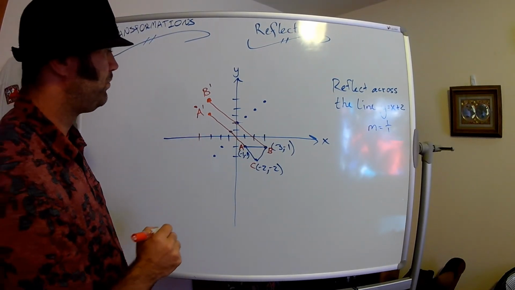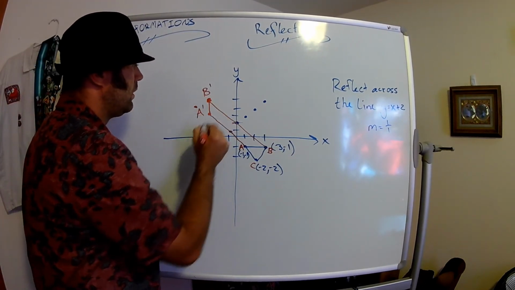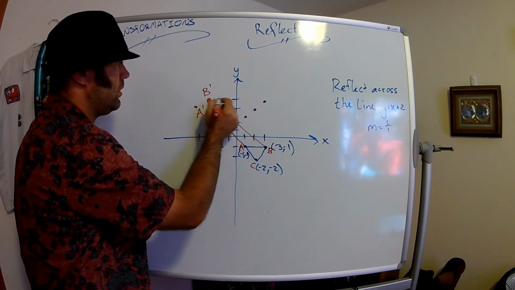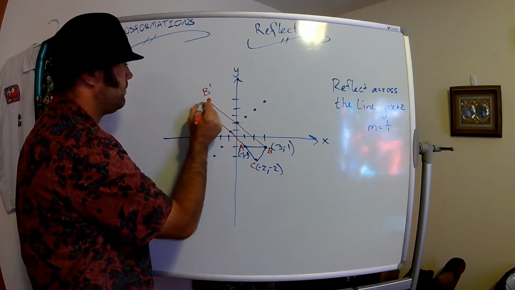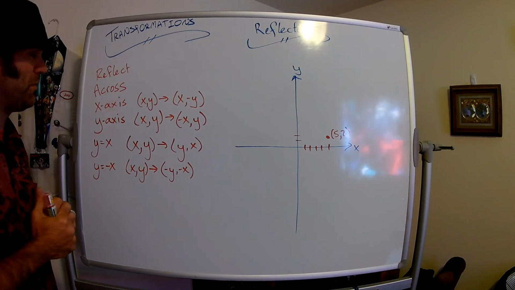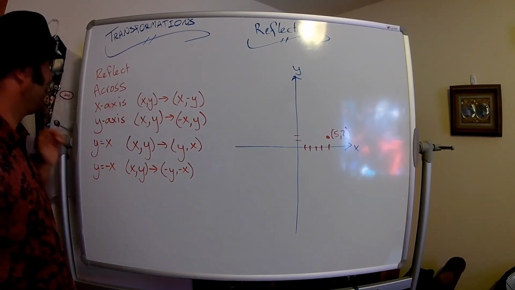There we go. And that is 2 across. This is there and there. Yeah, there's C prime. I've got a few different rules that I'd like to go over.